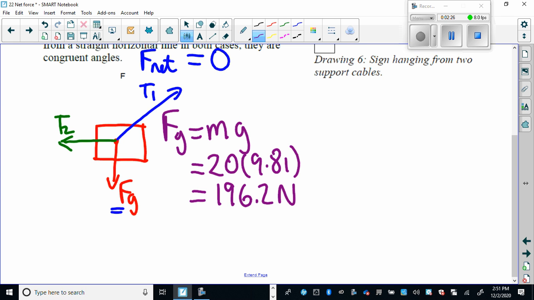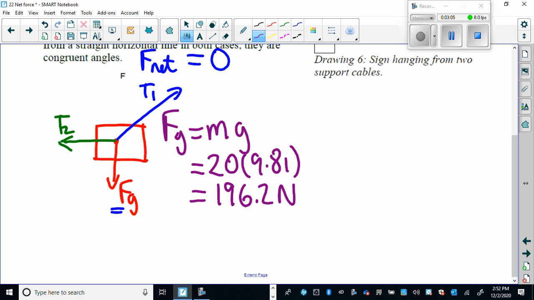Contrary to popular belief, when somebody asks you what your weight is, they're really asking you what your mass is, because your weight is the force of gravity acting on you. And your mass is just how many molecules your body is made up of. So when you say I'm 140 pounds or I'm 68 kilograms, you're actually giving them your mass, not your weight. Your weight will change if you go to Mars or the moon or another planet that doesn't have an acceleration due to gravity of 9.81. Anyway, we'll get to more of that later. So now we found the force of gravity, or the weight of the sign, and it's 196.2 newtons.